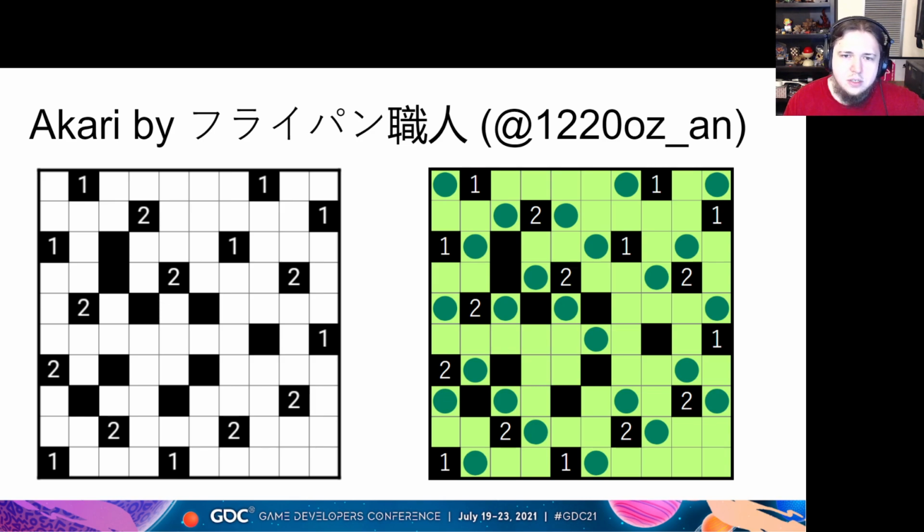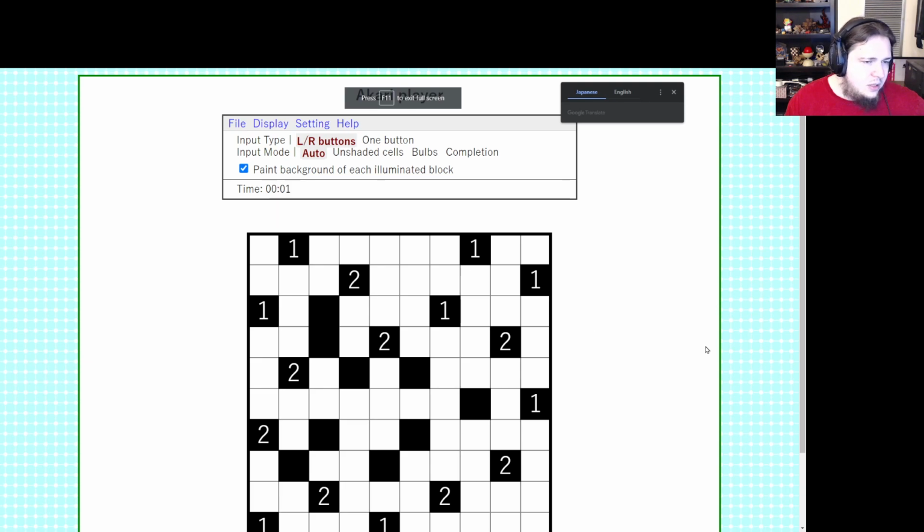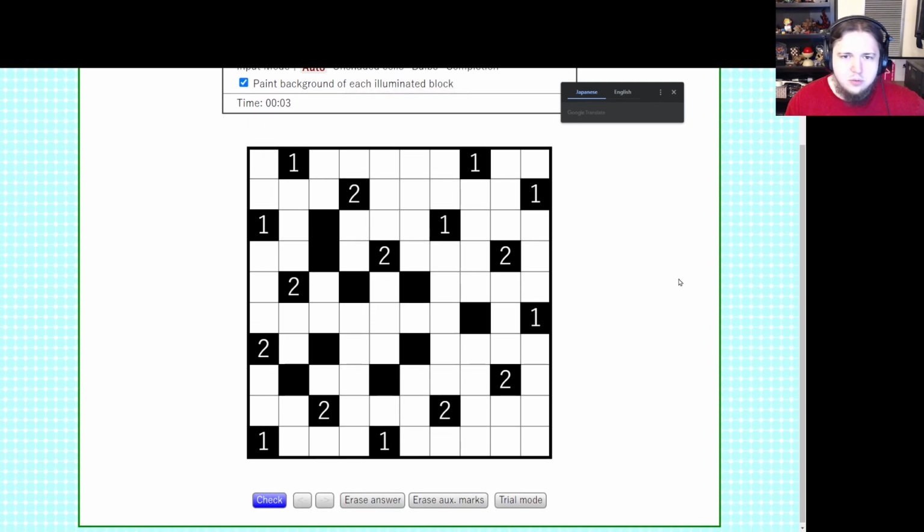So a 2, for example, like this one, has 2 lights next to it, here and here. And this 1 has 1 light next to it there, and so on. That's it. So I want to show you the solution to this puzzle, and we will observe some remarkable things. So this is a site called Puzzlelink where you can play a lot of these types of logic puzzles. And we'll take you through the solution.